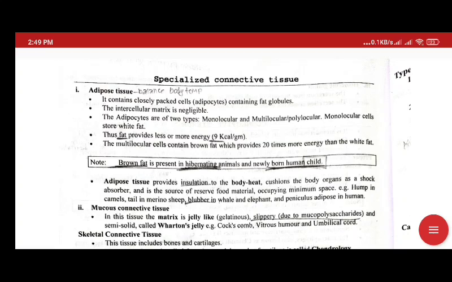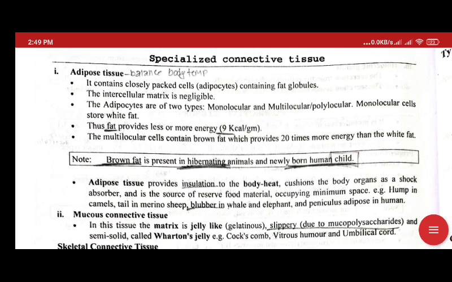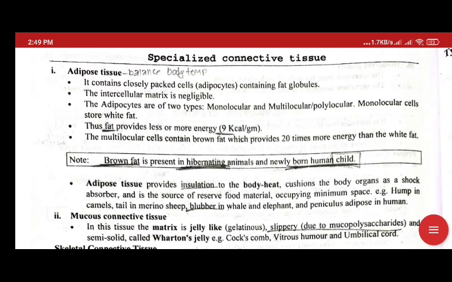Proper loose connective tissue comes under what? Areolar and adipose. Now in adipose tissue we have a fibroblast cell modified to make what? To make fat storage. That is called adipose tissue. And this cell we call it what? Adipocyte. That cell is called adipocyte, that contains fat globules.